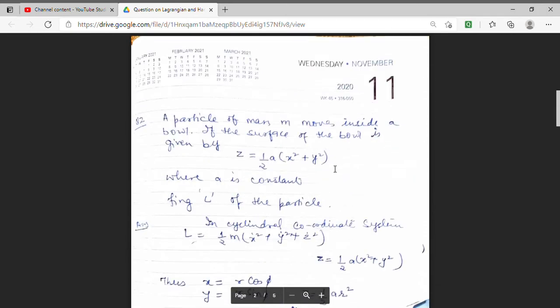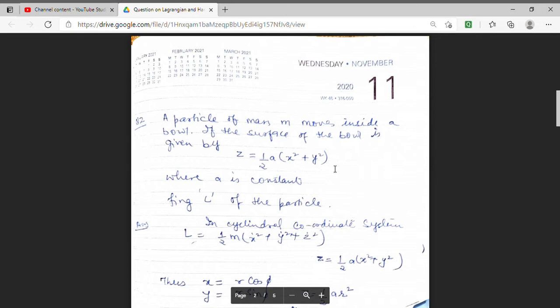The next question is of a particle of mass m which moves inside a bowl, and the surface of the bowl is given by z equal to half a (x square plus y square), a being the constant. I have to find the Lagrangian of the particle.